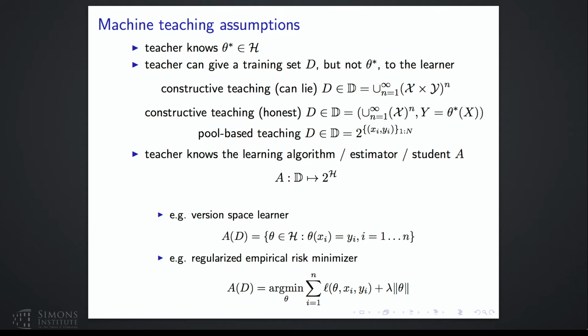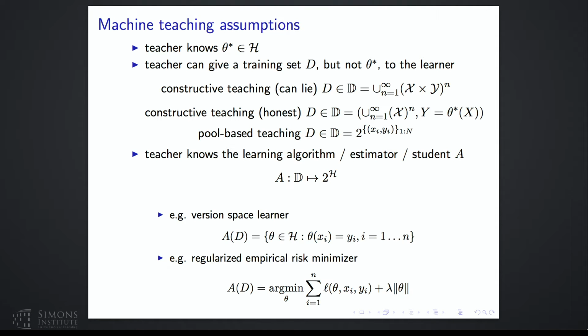In this talk, I'm going to build upon all these very strong assumptions. Let me unpack them. The first thing is the teacher knows the target model, denoted as theta star, something that the teacher wants the computer to learn. Second, what's the ability of this teacher to create a training set? Okay. So I'm going to distinguish 3 kinds of abilities.